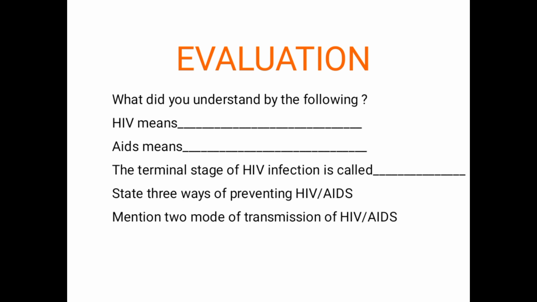What do you understand by the following term, HIV and AIDS? What is the terminal stage? The terminal stage of this HIV, what is it called? State three ways of preventing HIV and AIDS. Mention two modes of transmitting it.